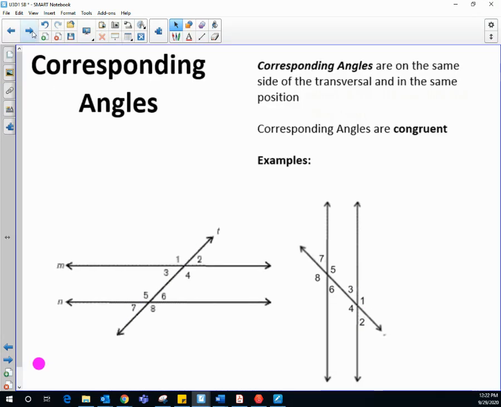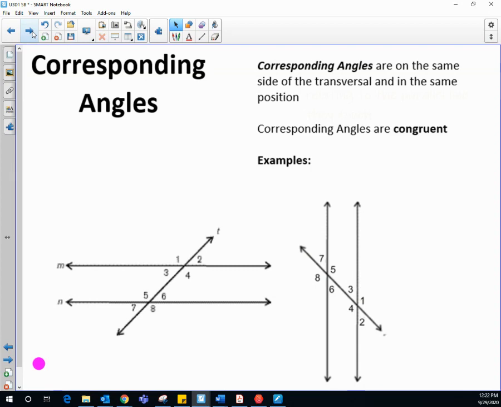All right, so then our last relationship that you need to know will be corresponding angles. What I want you to know about corresponding angles is they are on the same side of the transversal, and they're in the same position relative to the parallel line. Meaning they're both either on top of the parallel line they touch, or both beneath the parallel line they touch, or to the left of it or to the right of it. Whatever it is, the same position relative to the parallel line.